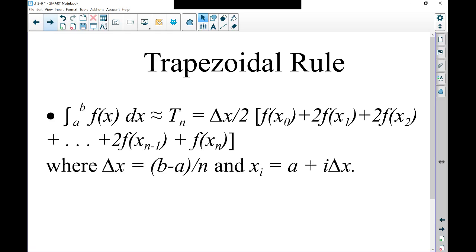Our delta x is still calculated b minus a divided by n. And our x sub i, so this x sub 2 would be a, our lower limit, plus 2 times delta x. If we were finding x sub 5, we would do a plus 5 times delta x, and so on.